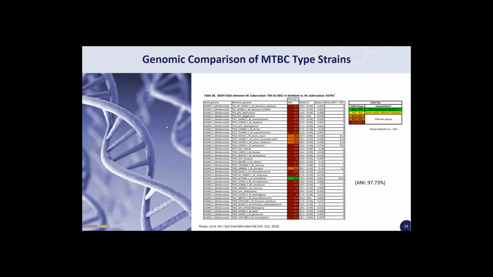Using this approach, we were able to identify that the genome deposited into GenBank as M. tuberculosis strain TKK010051 is in fact a strain of Mycobacterium colombiense that was deposited with an incorrect name. The image shown here is a partial look at those results. The complete table of results is available as supplementary material on the IJSEM website.